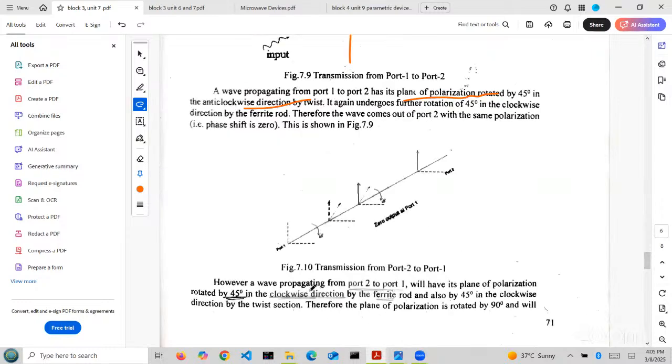However, a wave is propagating from port 2 to port 1, 45 degrees clockwise direction by ferrite rod and 45 degrees clockwise direction by twist section. So it is 90 degrees total difference. Both comparisons I will show you because it is very important to remember for the examination.